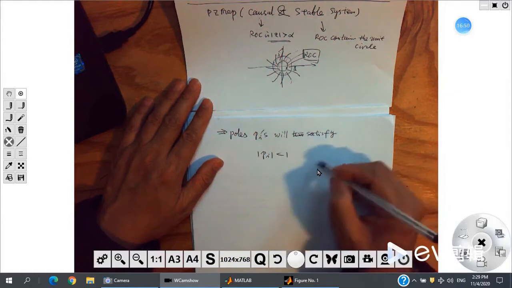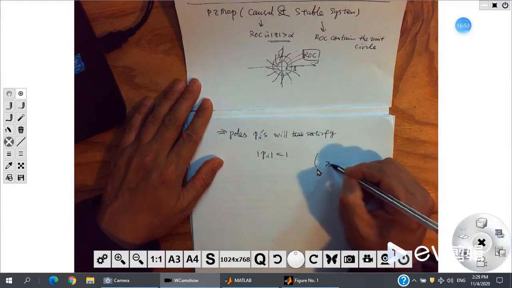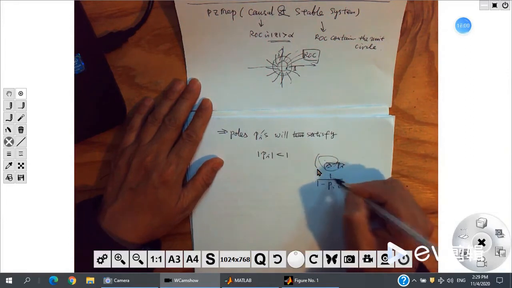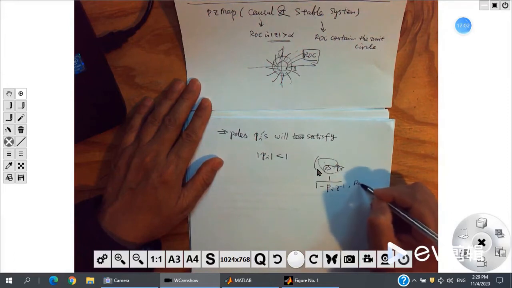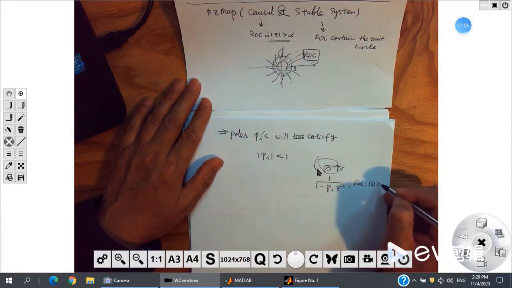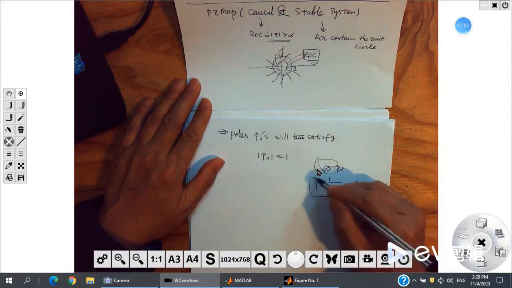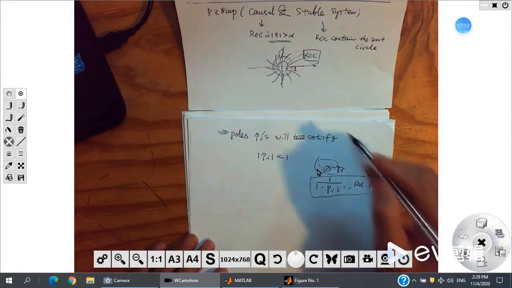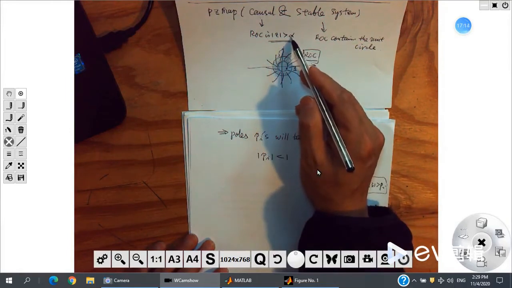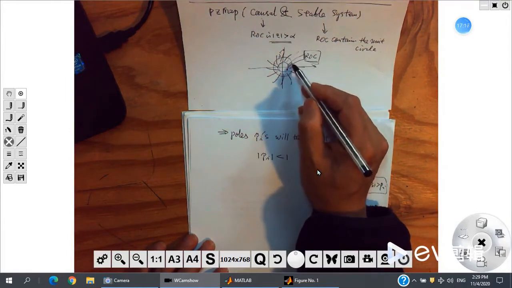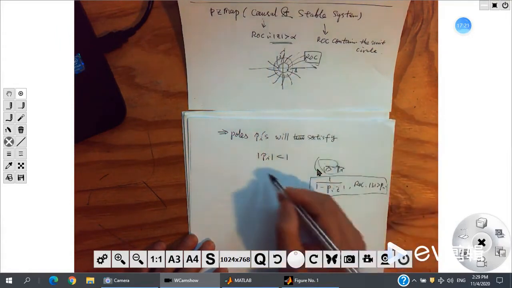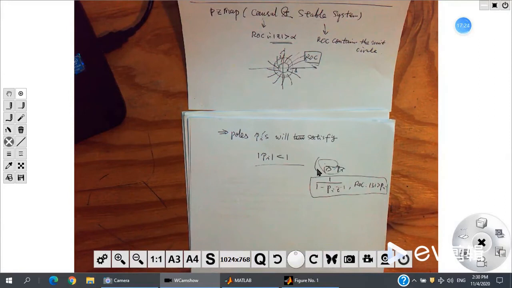Remember, it is 1 minus p_i times z to the negative 1 in the denominator, not z minus p_i. This one, the ROC, is |z| larger than p_i. So when |z| is larger than some p_i, that p_i will be the pole. Now alpha should be one of the poles, and this pole will be inside the unit circle, right? It's smaller than the unit circle. So we have p_i smaller than 1.